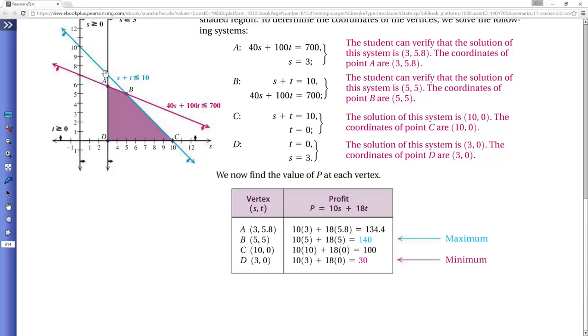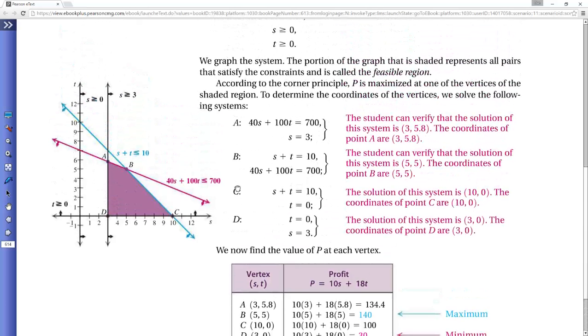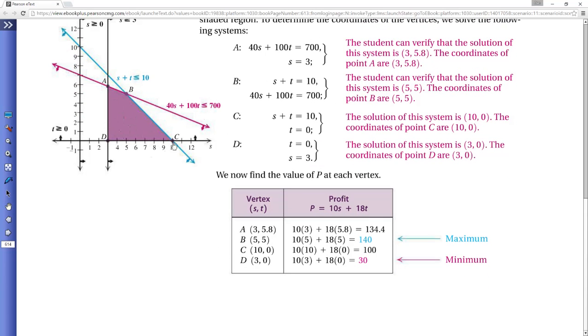Notice that they didn't take this intersection up here, or this intersection here and here. Notice that these vertices are in the shaded area, that feasible region, and these become points of interest really to test in our original profit equation.